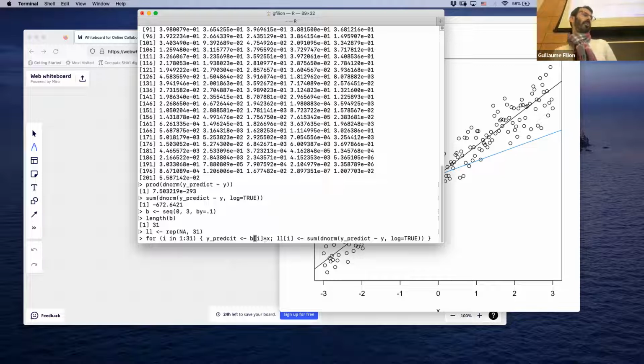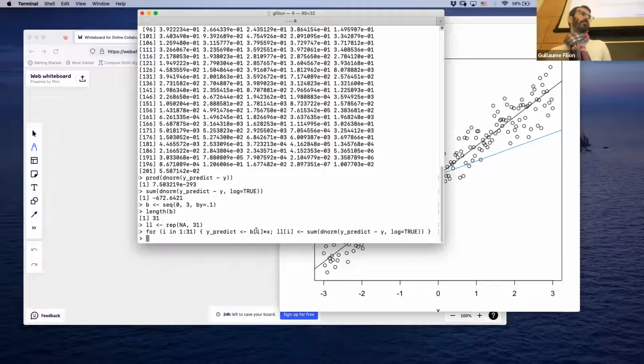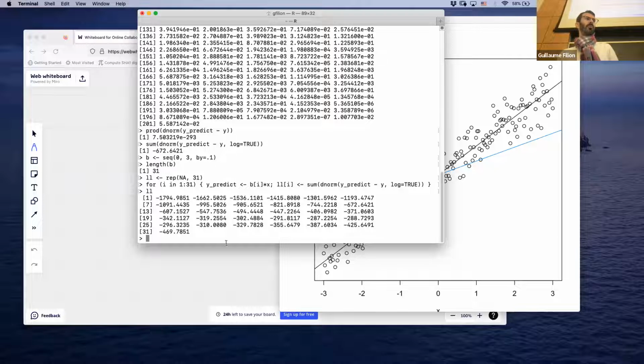Typo. Where did I make a typo? Predicate. Here. Right. Is there another one? No, it's good. So we're trying all the values from 0 till 3, and I'm just computing my score, which is always the same. It's always the log likelihood. So let's see what happened to the score. Yeah, it's been filled. There's no NA anymore, so everything has been filled.